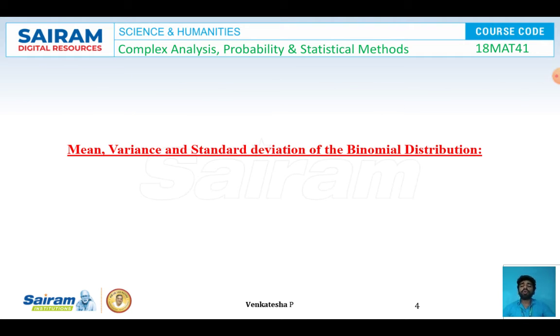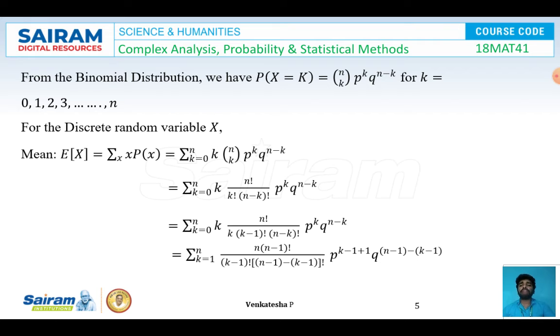Okay, what is the mean, variance and standard deviation of the binomial distribution? To find the mean, variance and standard deviation, the first thing is we have to consider the formula of the binomial distribution. So first let me consider the probability mass function of the binomial distribution in the form P(X = k) = nCk p^k q^(n-k), for the range of k equal to 0, 1, 2, 3 and so on till n.